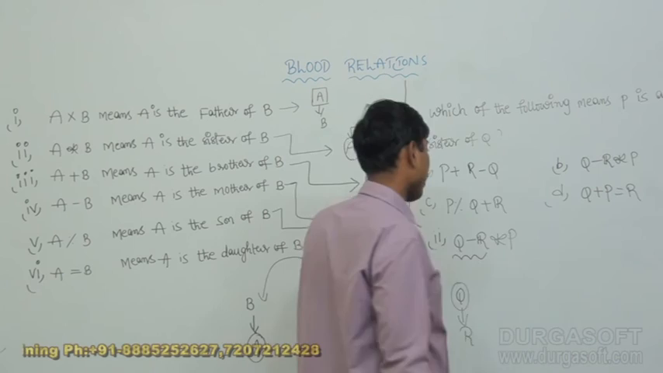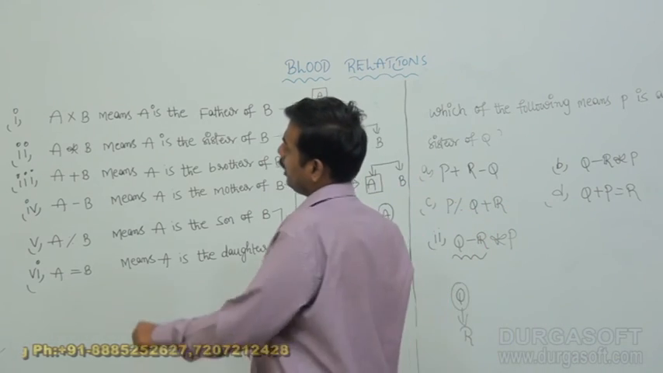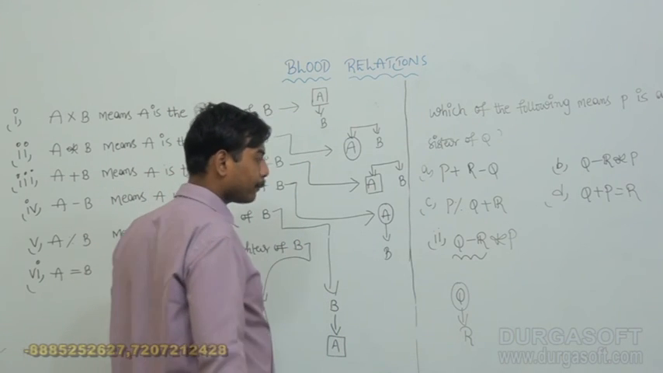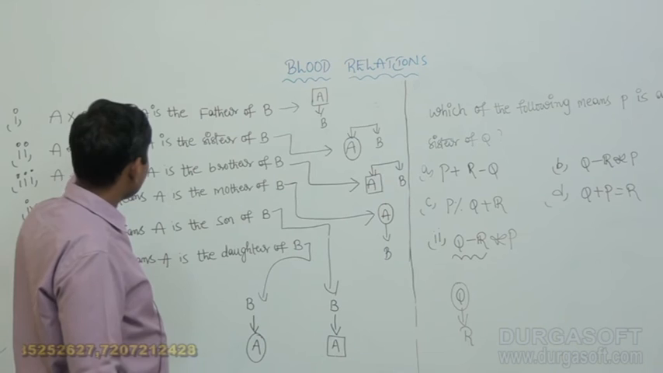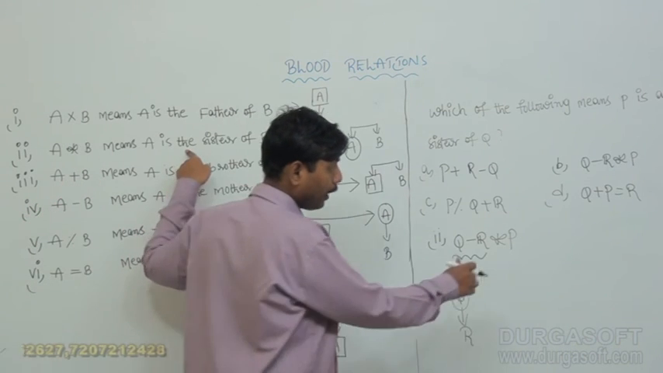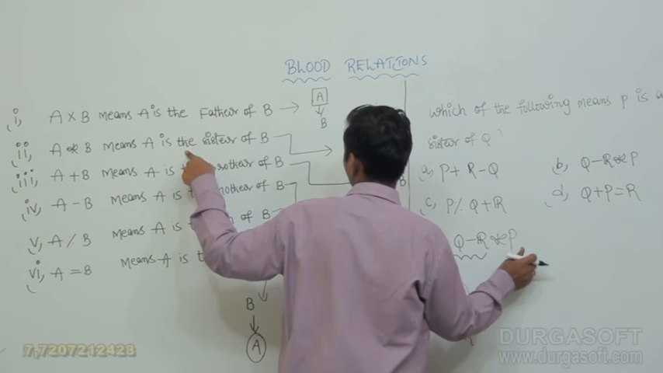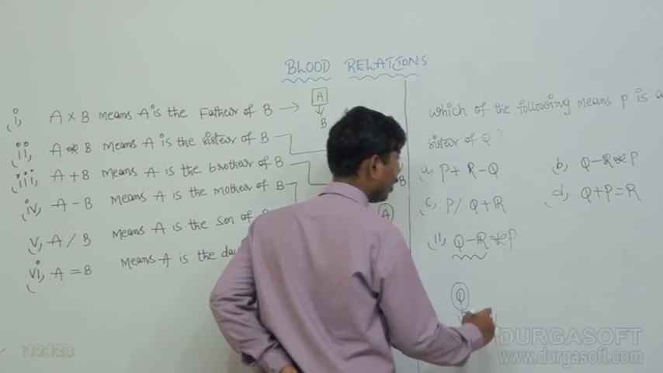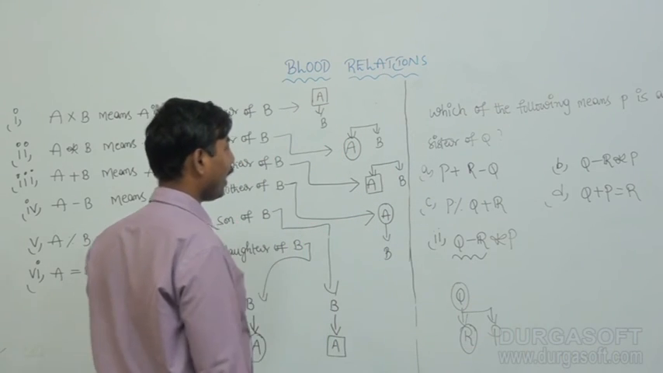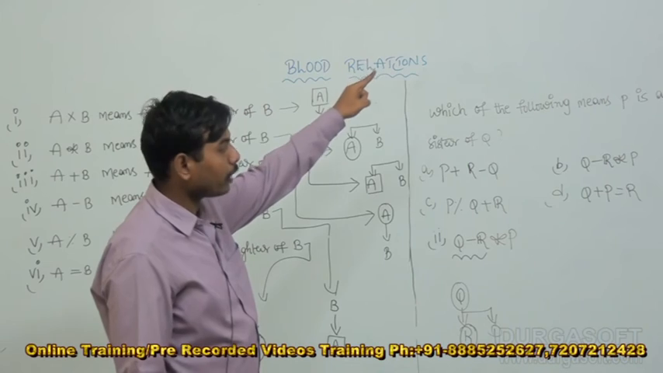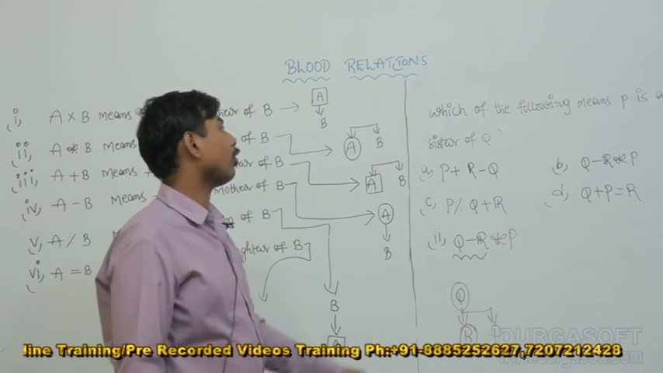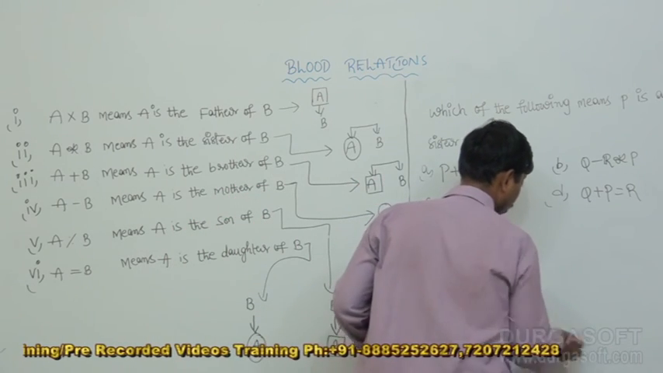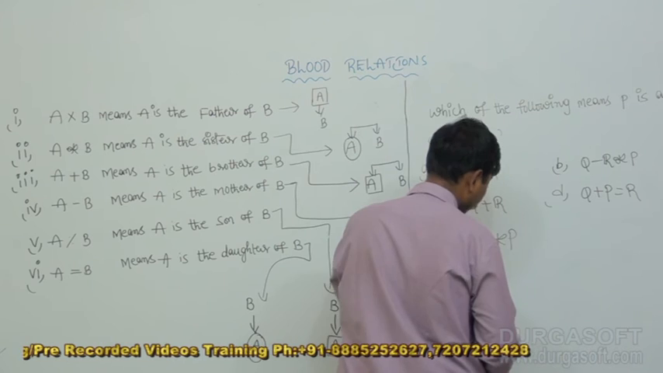Alright, next one, R star P. Already we know A star B means A is the sister of B. Like that, R star P means R is the sister of P. Is it really satisfying our condition? No. Even the second option is ruled out from the game. Let us go for the next one.